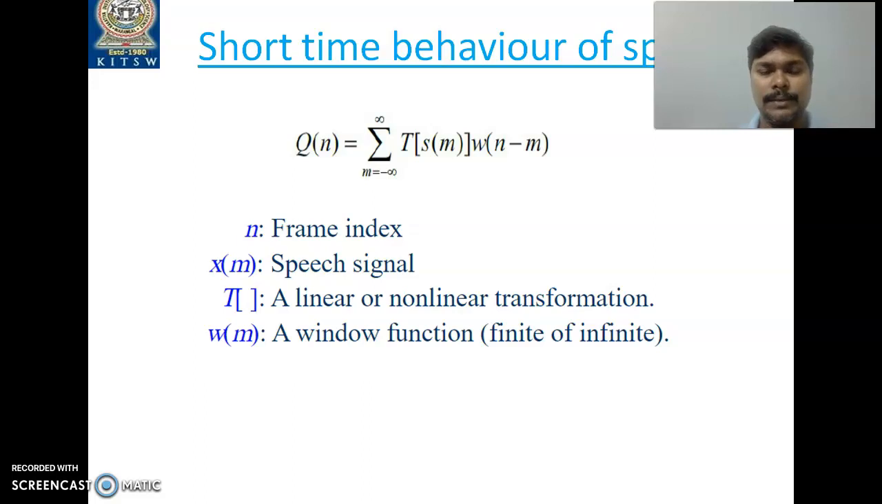This is a mathematical representation where Q of n equals the summation of T, a linear or nonlinear transformation of the speech signal, times W of n minus m. Some windowing technique we are going to be using. The speech signal after transformation will be multiplied with the window. Here n is the frame index, the speech signal is S of m or X of m, both are the same here, and W of m is a window function, which is finite or infinite.